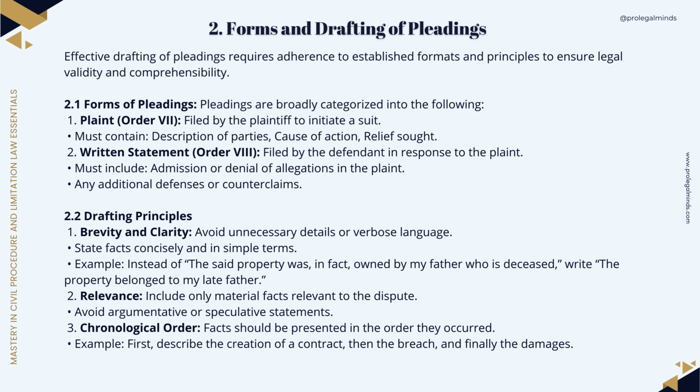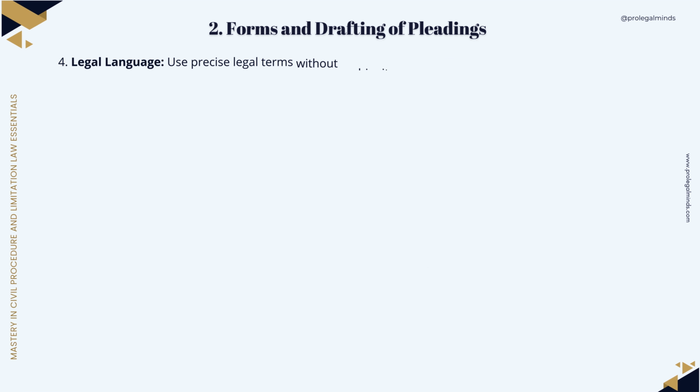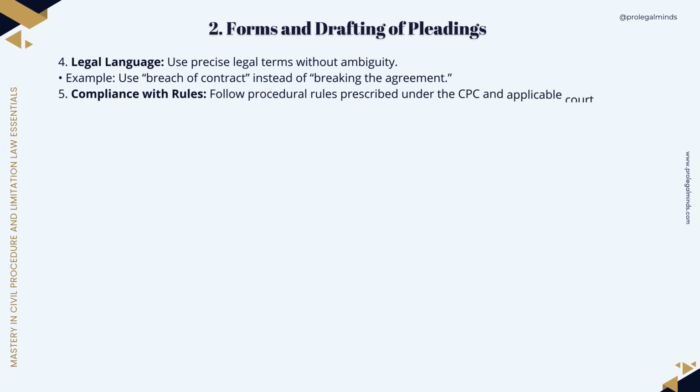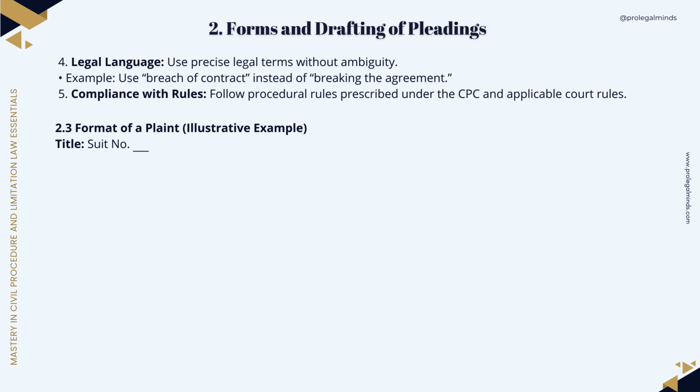Drafting principles. 1. Brevity and clarity. Avoid verbose language and state facts concisely. Example, write, the property belonged to my late father instead of lengthy descriptions. 2. Relevance. Include only material facts relevant to the dispute. 3. Chronological order. Present facts in the sequence they occurred for better clarity. 4. Legal language. Use precise terms such as breach of contract to avoid ambiguity. 5. Compliance with rules. Follow procedural rules prescribed under the CPC.